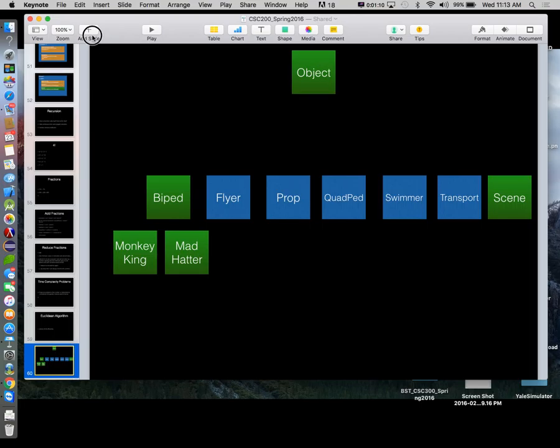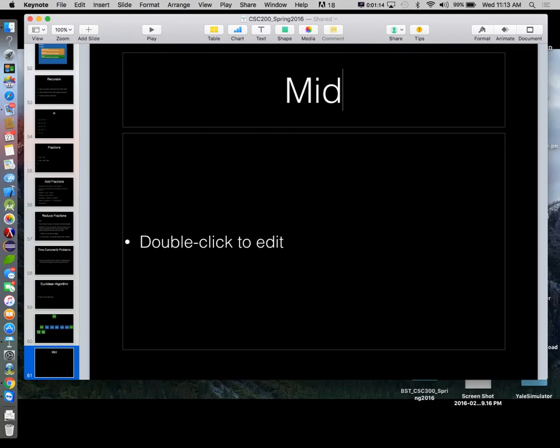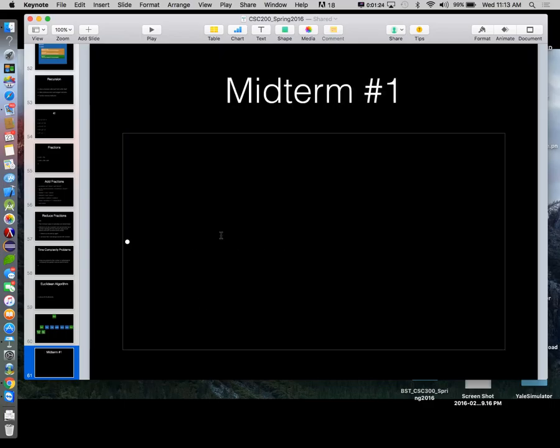Just throw it down here at the bottom. So this is the midterm. Midterm number 1 says, what does it mean for Java to be platform independent?